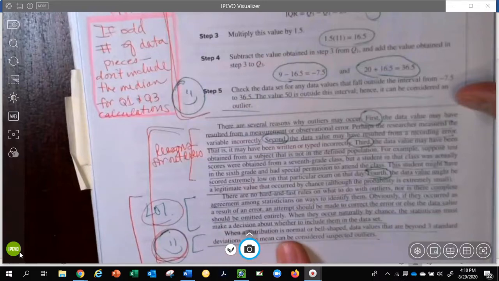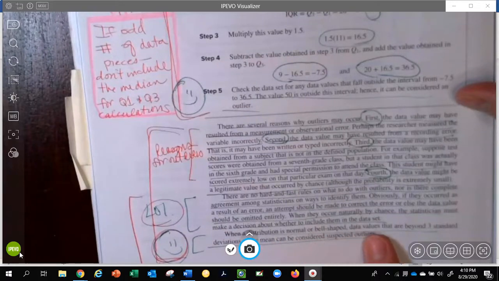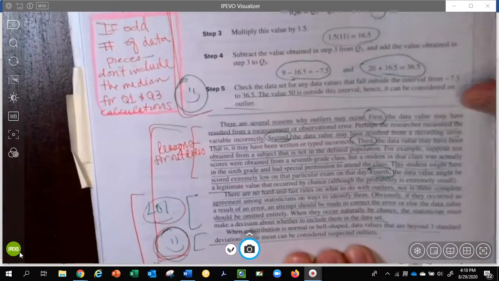Finally, when a distribution is normal or bell-shaped, data values that are beyond 3 standard deviations of the mean can be considered suspected outliers.